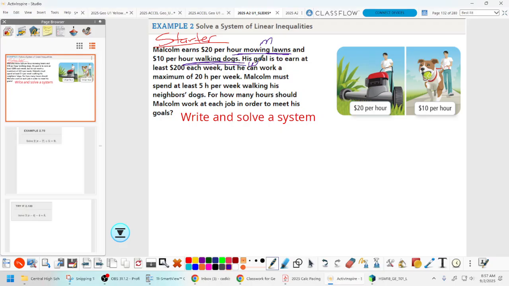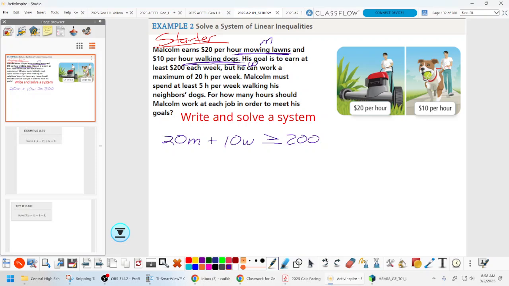Okay, so this first one, it says $20 per hour for mowing and $10 per hour for walking. Of course, we're adding the total money together. And he wants that to be at least 200. So at least is what we usually say greater than or equal to. So there's one system. And then the next set is talking about his time. So now we have a time constraint. We call this part a boundary condition or a constraint that says, hey, I need at least $200.